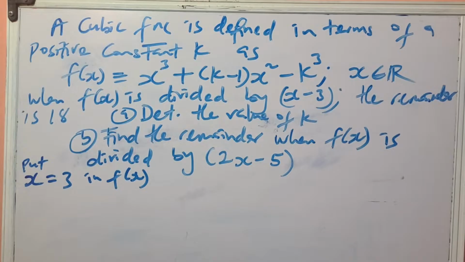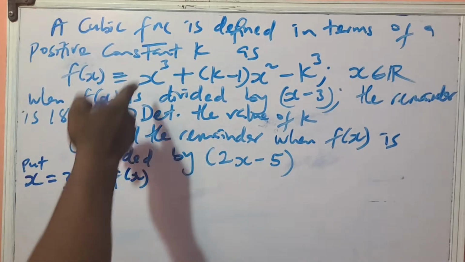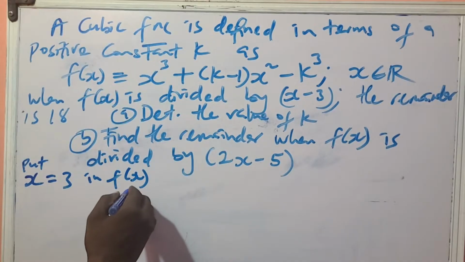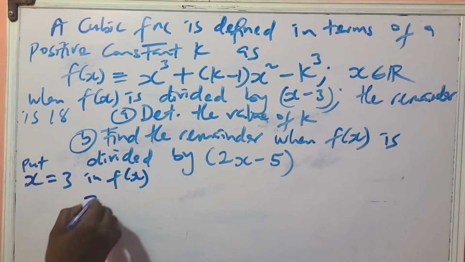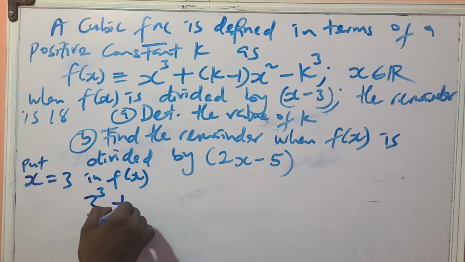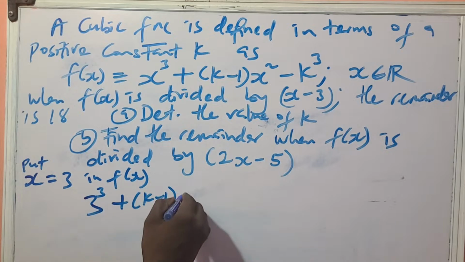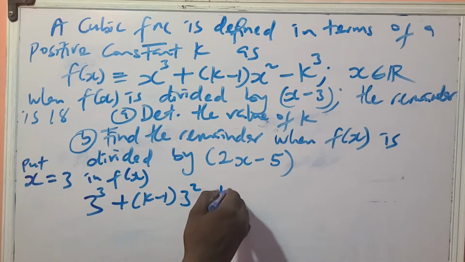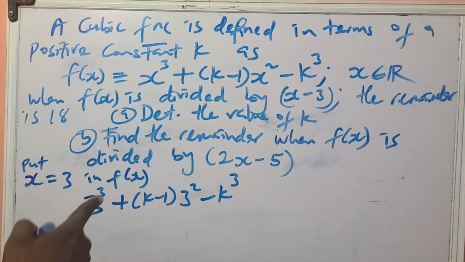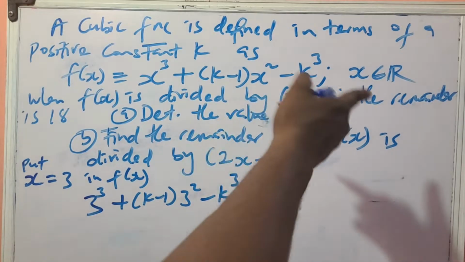So let's try and put that in. So f of 3, we put in x as 3, so we'll be having 3 cubed plus k minus 1 times 3 squared minus k cubed. Now, we're told already that the remainder was 18.